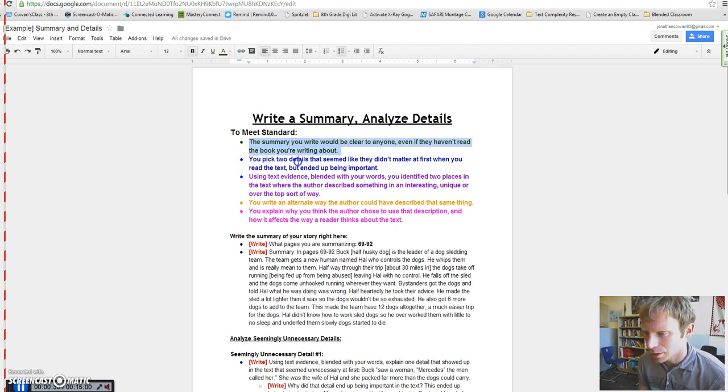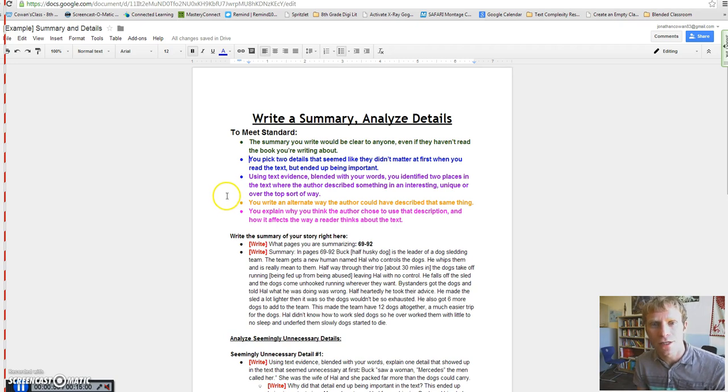You need to pick two details that seem like they didn't matter at first when you read the text, but they ended up being important. Now the key is, don't pick two details that didn't seem important at first and then ended up not being important. Pick two details that at first you just would have glossed over them. Maybe you got to go back and skim back through your book a little bit, or maybe you got to do a little bit of thinking about what happened in your text.